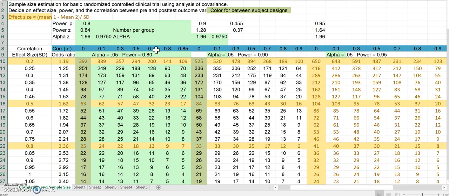So if you have a situation where you're looking for a half standard deviation difference, and the groups are independent, so the correlation is 0, and you're interested in alpha of 0.05 and a power of 0.8, you need 63 subjects per group. If you have a covariate and it's correlated at 0.7, you need 32 subjects per group. You can see adding a covariate is a very useful technique.